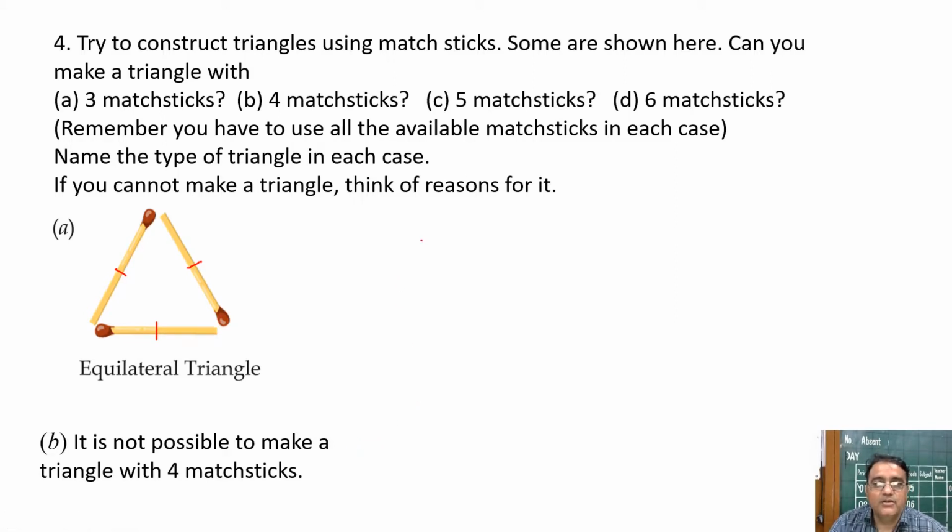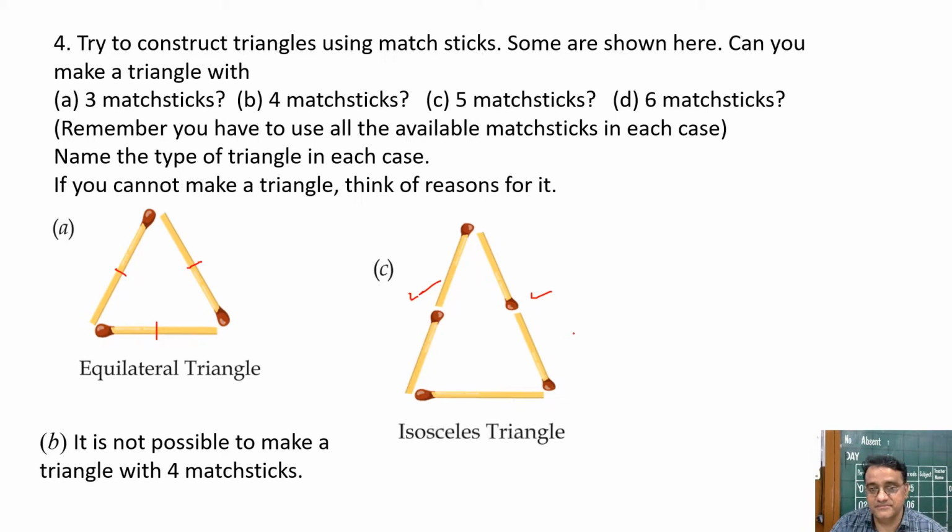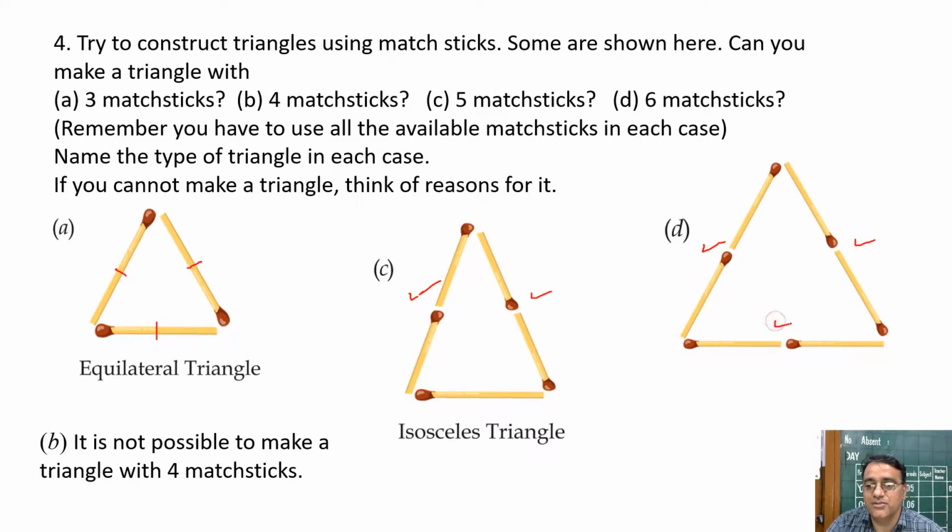Right now, 5 matchsticks. If we join like that, we will get a triangle with 5 matchsticks. And see, 2 matchsticks here and 2 matchsticks here. That means these 2 sides are equal. So this is an isosceles triangle. And if we are using 6 matchsticks, 2 matchsticks for one side, so we'll get all 3 sides equal. Here also 2 matchsticks, here also 2 matchsticks. That means it will form an equilateral triangle. Okay, so this is the fourth question.